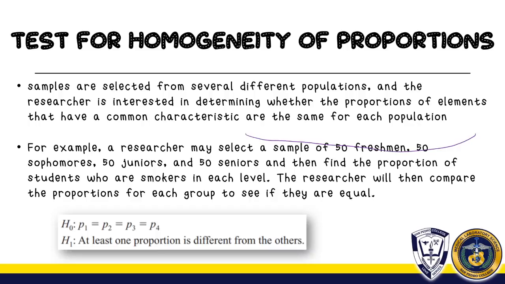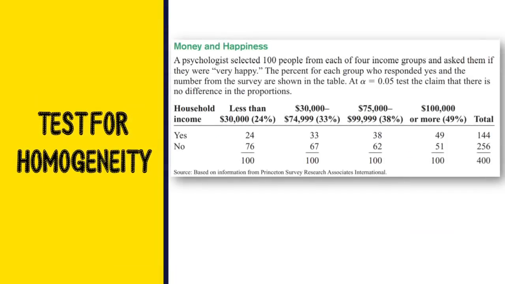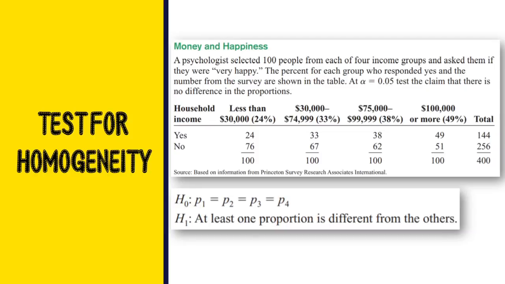Homogeneity. So, given this example, let me read. A psychologist selected 100 people from each of 4 income groups and asked them if they were very happy. The percent for each group who responded yes and the number from the survey are shown in the table. So at 0.05, test the claim that there is no difference in the proportions. So you are given this data and this is our null and alternative. Now, the null hypothesis should not be written like this; you need to transpose this into a sentence. But this is just to present it and make it shorter, so you can visualize it.